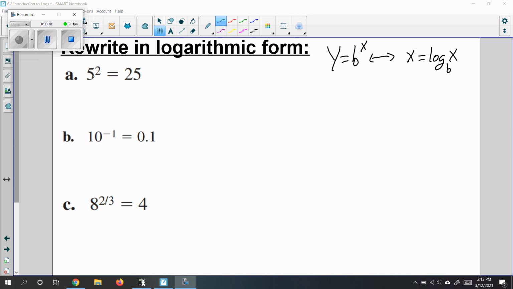Okay, so here we have 5 to the power 2 equals 25. So I can rewrite that as 2 equals log base 5 of 25. The base of the logarithm is the base of the exponent.